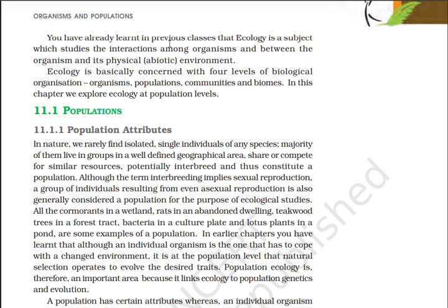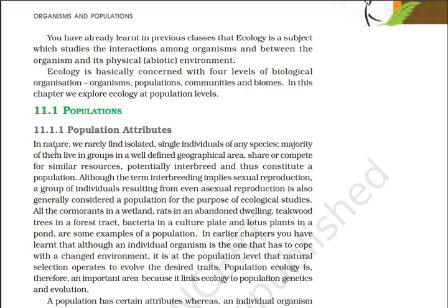You have already learned in previous classes that ecology is a subject which studies the interaction among organisms and between the organism and its physical or biotic environment. Ecology is basically concerned with four levels of biological organization: organisms, populations, communities, and biomes. In this chapter, we will explore ecology at the population level.